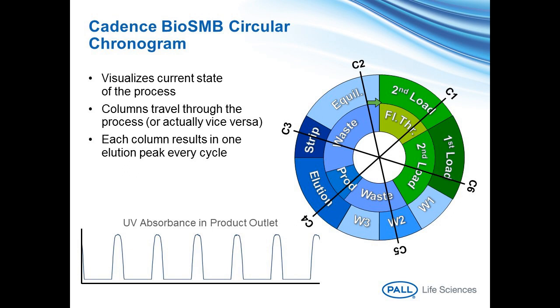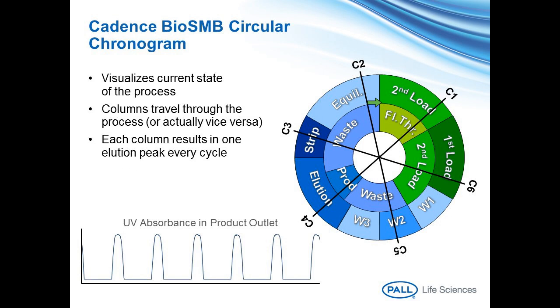So if this would be the live picture of your current process, then you could see that column number 4 is currently being eluted, and the inner ring of the chronogram shows you that the product is being collected from column 4. Meanwhile, column 6 is currently the primary load column, and the effluent of that goes into column 1, which catches whatever breaks through from column number 6, and the effluent of column 1 goes in the flow through.